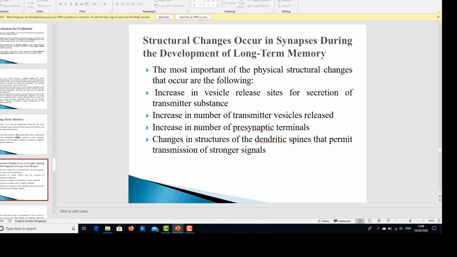Structural changes leading to long-term memory, the most important of them are that there is an increase in vesicle release sites for secretion of transmitter substance. There is an increase in the number of transmitter vesicles. There is an increase in the number of presynaptic terminals. There are changes in the structures of the dendritic spines which permit transmission of stronger signals.